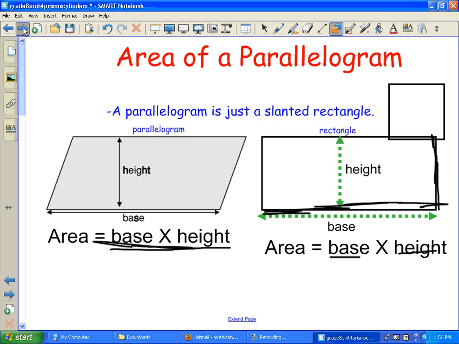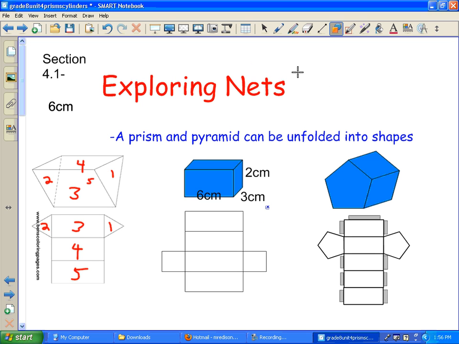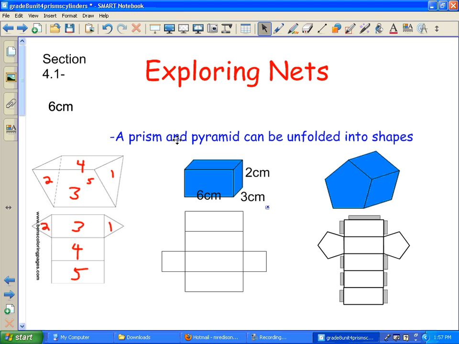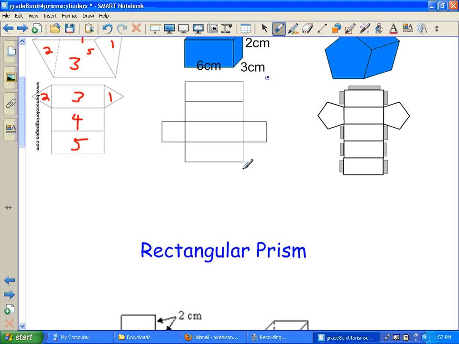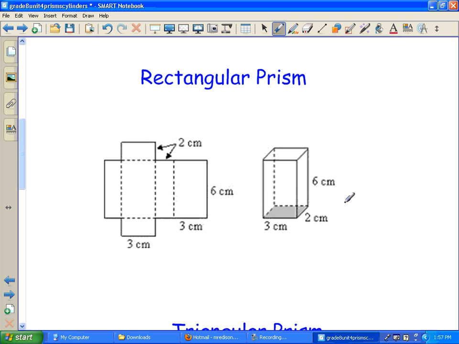So now that you know those three, it should be pretty easy to do any kind of problems using these complicated shapes. First thing you need to know in section 4.1, exploring nets, is that a prism and a pyramid can be unfolded into shapes. So remember, a prism, such as this one right here, will have a top and a bottom to it. It won't come to a point, not like this pyramid here. This prism does as well. So this one right here is another example of a prism. A rectangular prism right here can be unfolded to make these shapes.